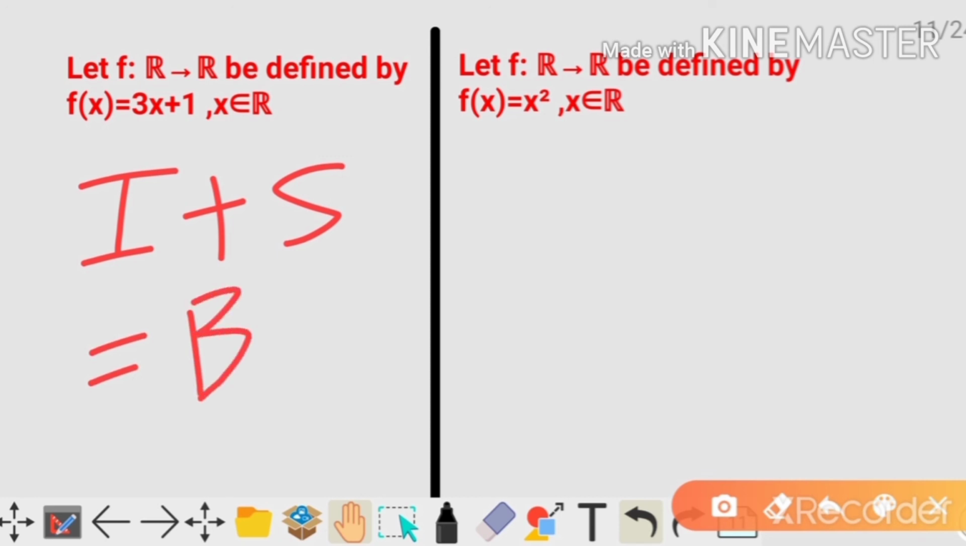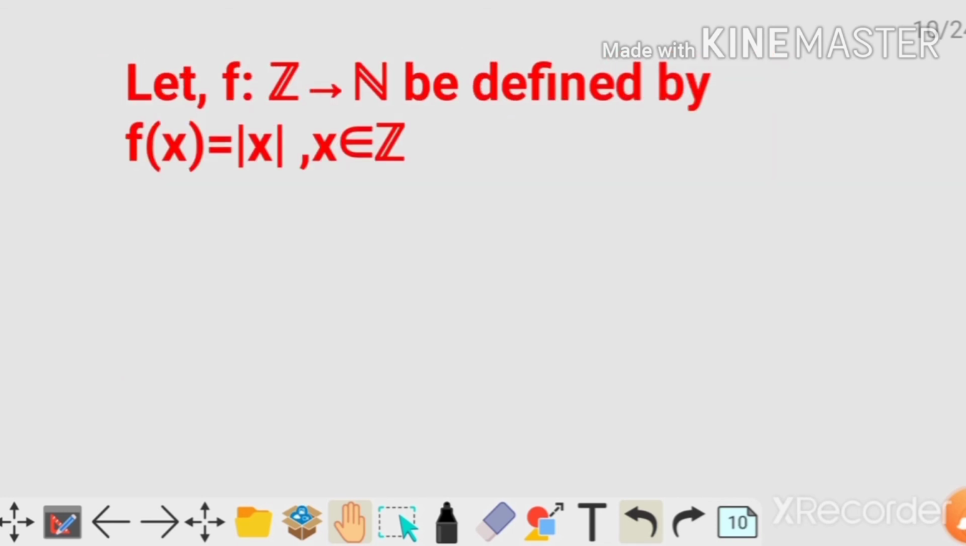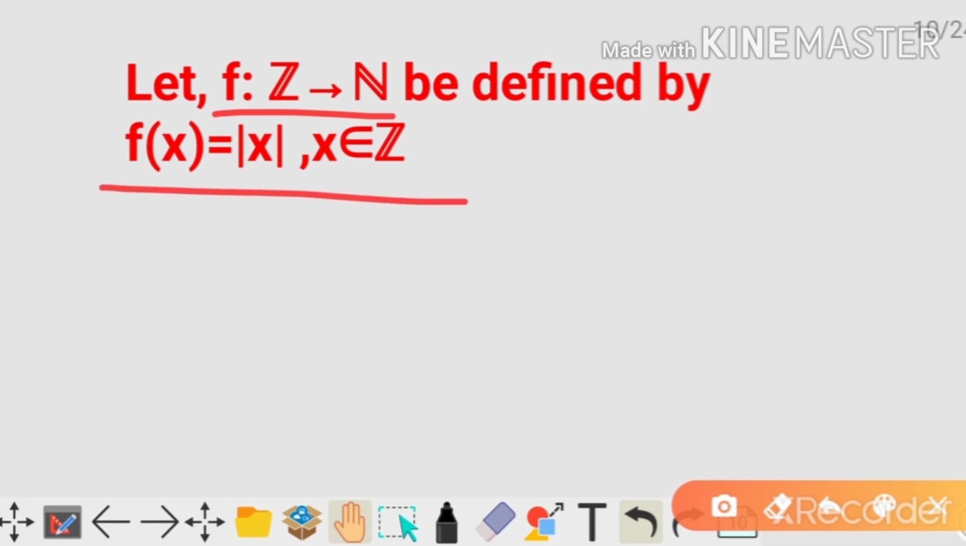Now I will give you a homework task. You have to comment in the comment section whether it's injective, surjective and bijective or not. The function is from the set of integers to the set of natural numbers, and it's the modulus function. You have already learned about this in class 11. You need to tell me in the comment section whether it's injective or surjective or not.